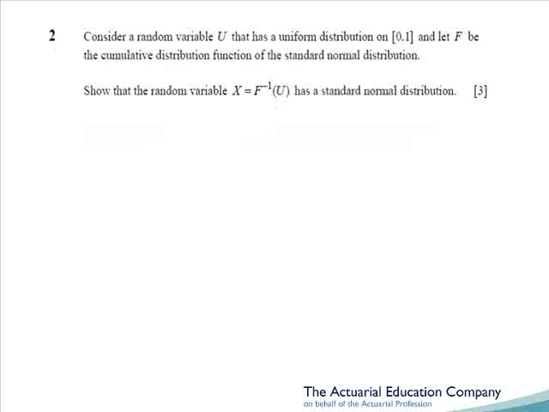In here we have U comes from a uniform 0-1 distribution, and F is the cumulative distribution function from a standard normal, and we need to show that the random variable x equal to the inverse of F of U has a standard normal distribution. Well, we can see that this is a rearrangement of U is equal to F of x, which is what we did when we were simulating values from the distribution of x.